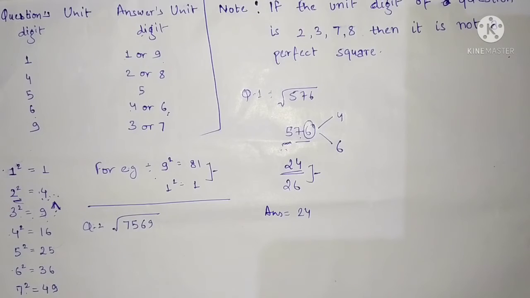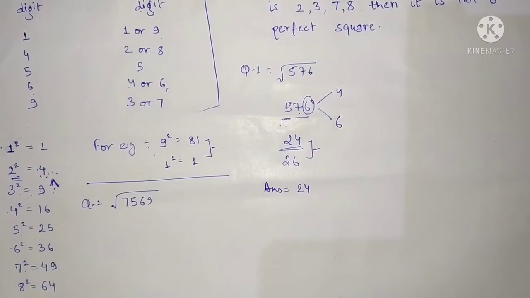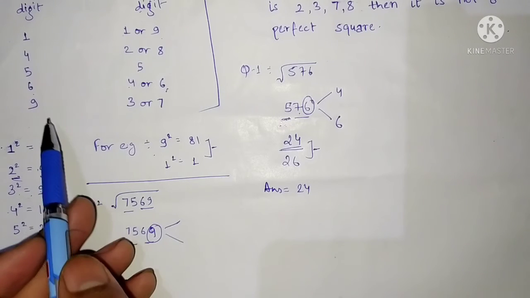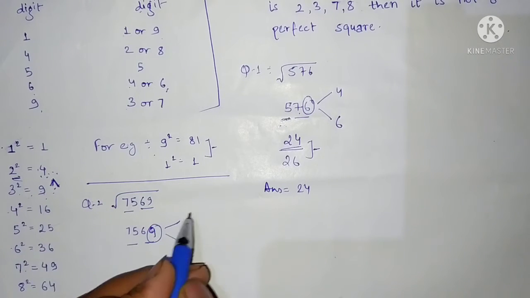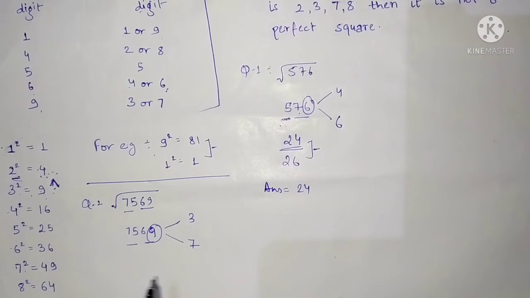Question number 2. How will we do this question? We just have to make two pairs, 75 and 69. Now the unit digit is 9, so if the unit digit of the question is 9, then the unit digit of the answer must be 3 or 7. Okay, the first step is completed. Now the second step, we have to see which two square numbers the second pair is between.